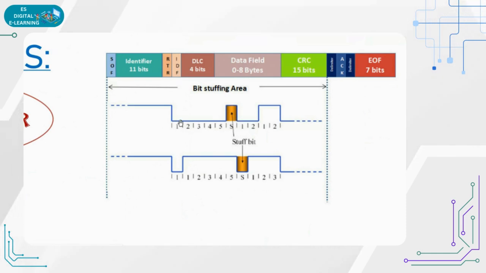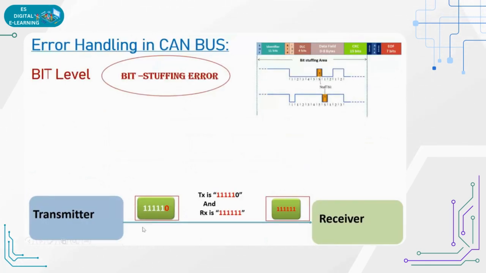If you see here, for 1 to 5 high, the sixth bit will be low, and similarly for 1 to 5 low, the sixth bit will be high. It is not only ones; it will be zeros also. Whenever these 5 bits are low, the other one should be high, that sixth bit should be high.